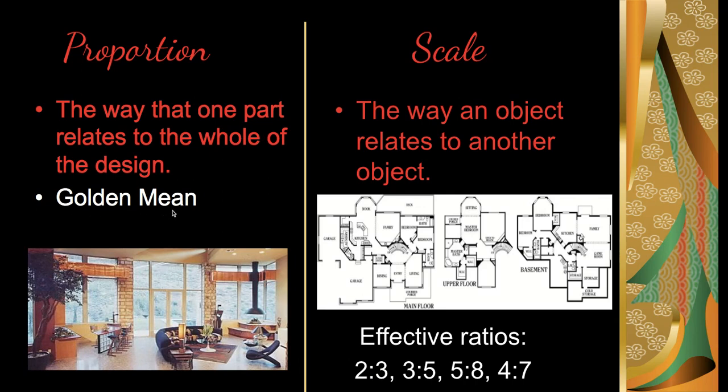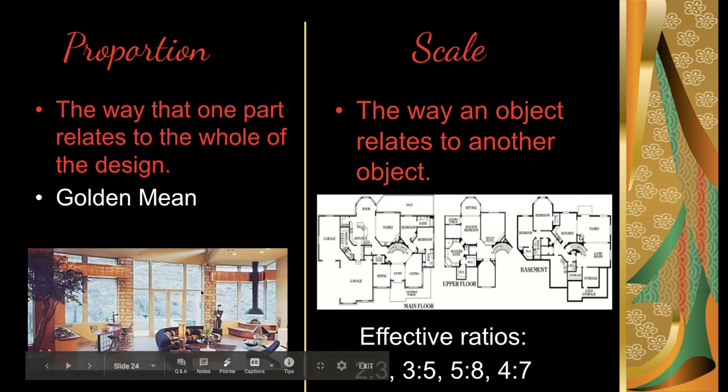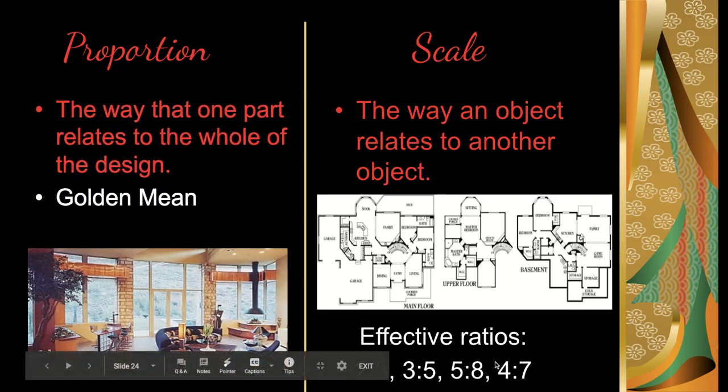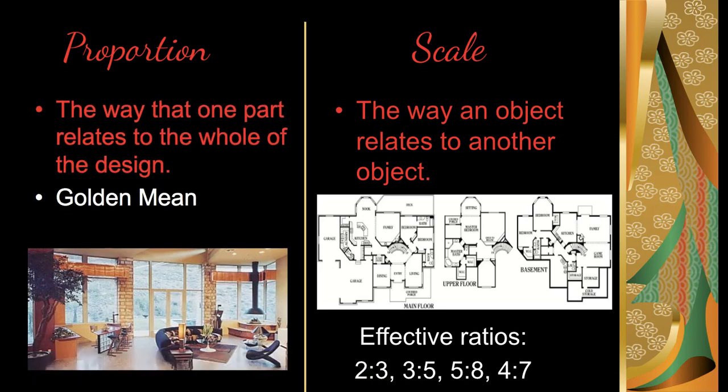In proportion, there's this idea called the golden mean. The golden mean is the ratio that just looks the best to the human eye. That is the 2:3 ratio right over here. Other effective ratios, but not the golden ones, would be 3:5, 5:8, and 4:7. That is proportion. One part of the object related to the rest of the object.